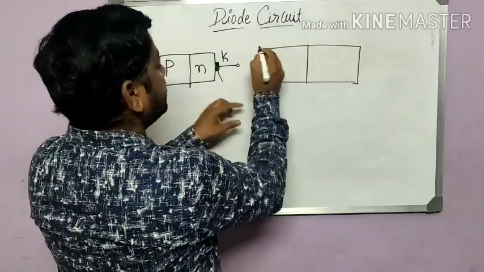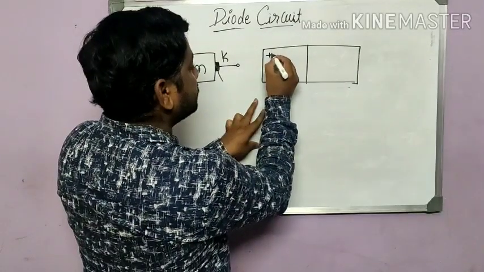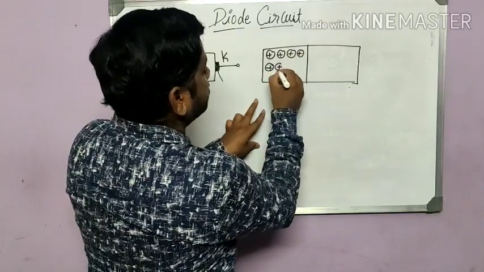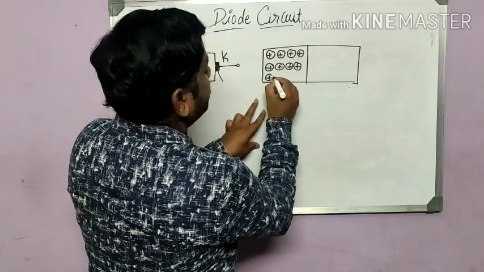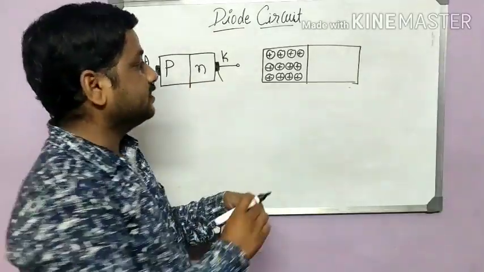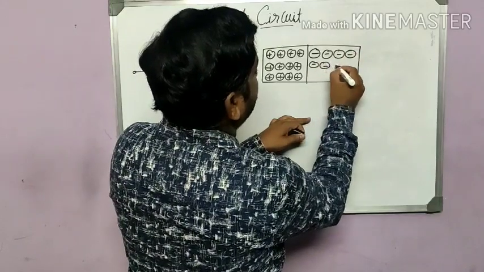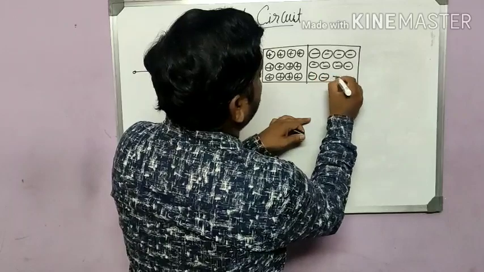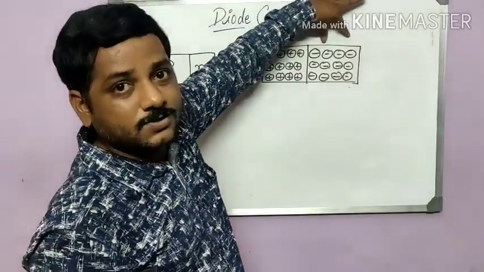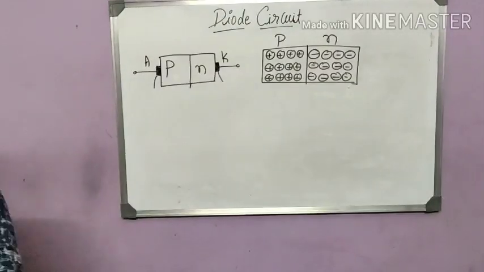Say P. The P type of material will have the majority carriers as holes. Holes are nothing but positively charged, so you can have the picture like this. I can have holes here, right? Whereas the N type of material has the majority carriers as electrons, so we can represent it like this, negatively charged. We have a junction, and I have holes here and electrons here. This is the N region and this is the P region. That's why we name it as P region and N region.